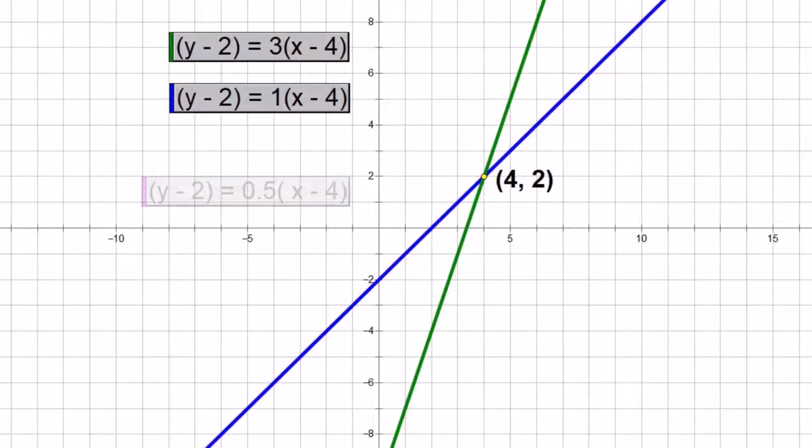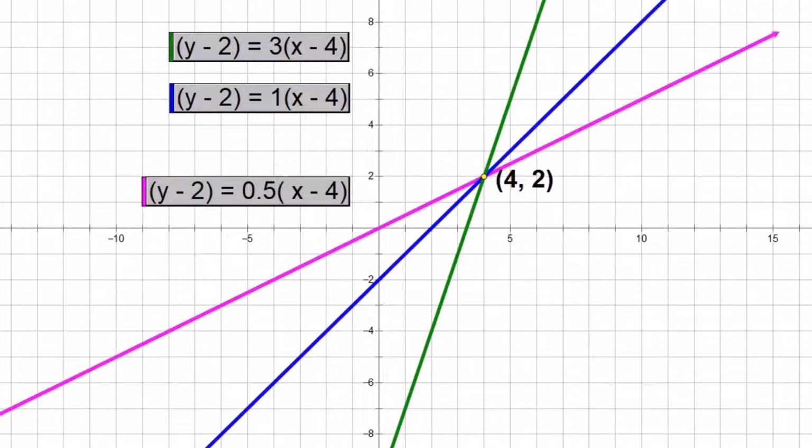One more time, I'm going to graph the equation y minus 2 equals 0.5, but that's really 1/2, times x minus 4. When we graph that, again we have another line going through (4, 2), but now the slope is 1/2. Go up 1 over 2, up 1 over 2, up 1 over 2.